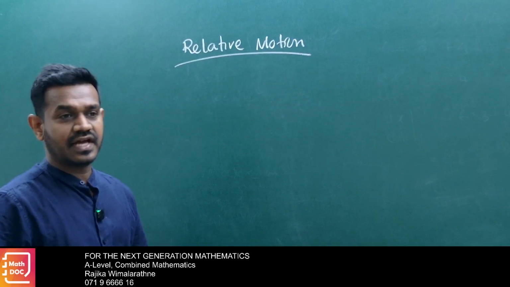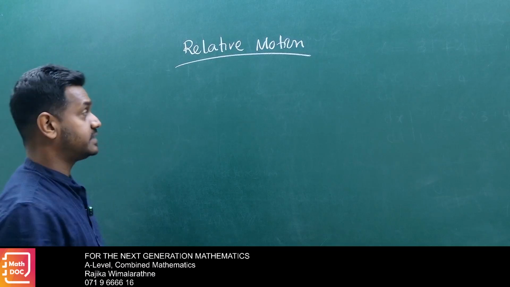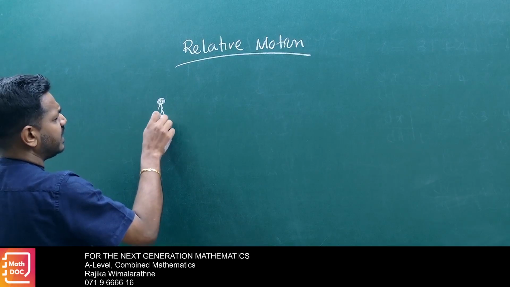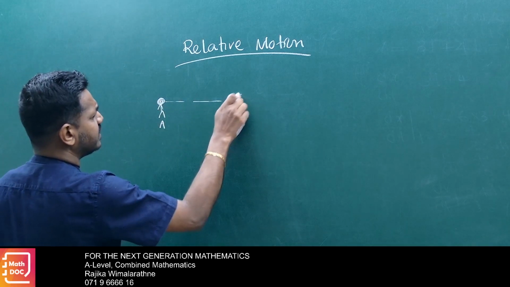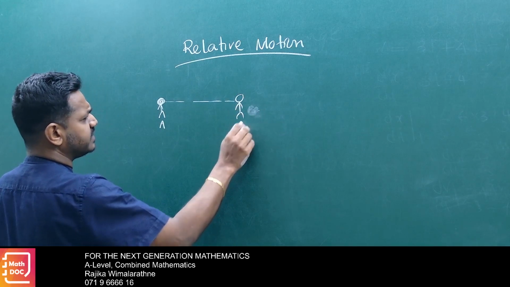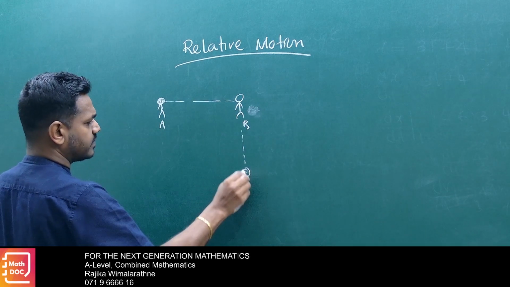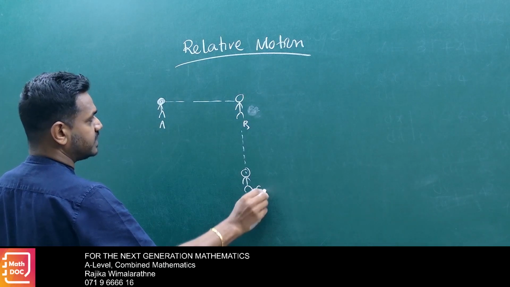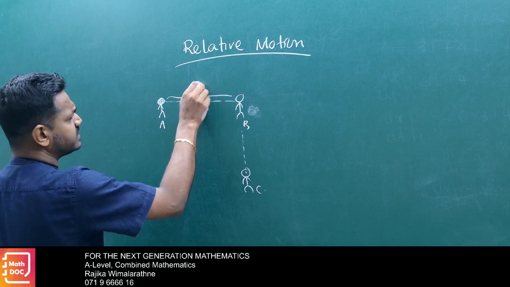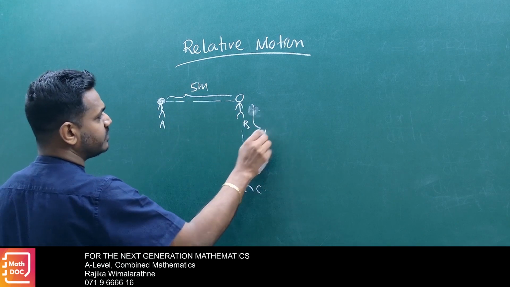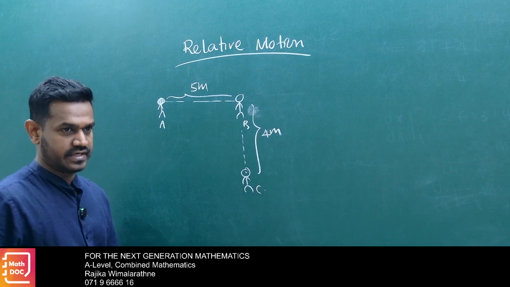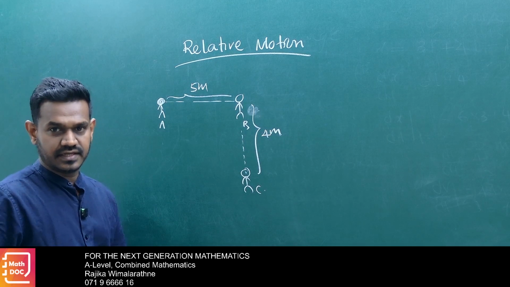Now the concept is like this. See this one, you consider here a man A, here another man B, here another man C. Initially these two are displaced by 5 meters and here the displacement is 4 meters. They are not moving, they are stationary people.